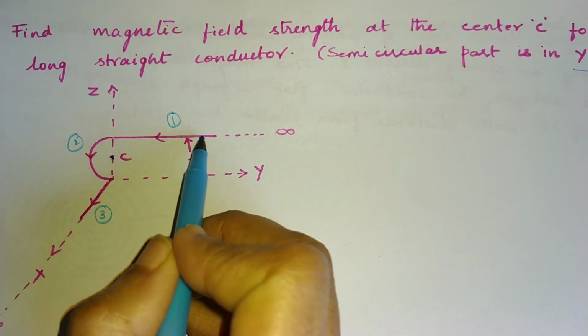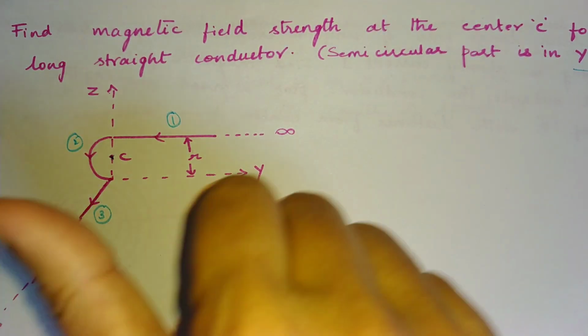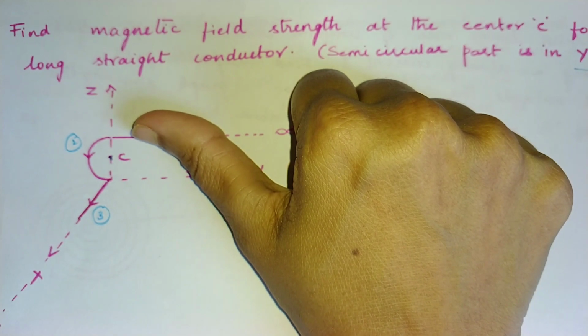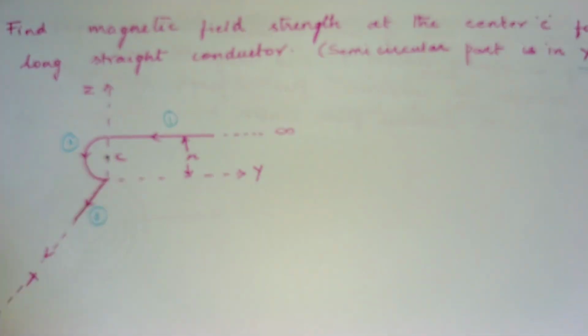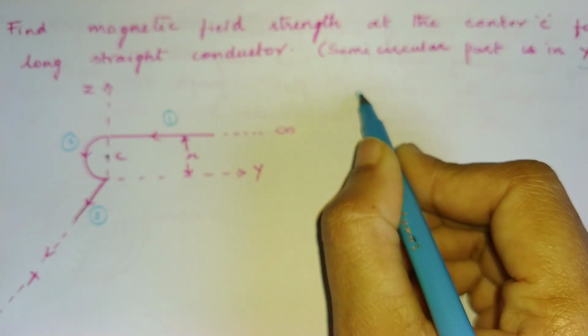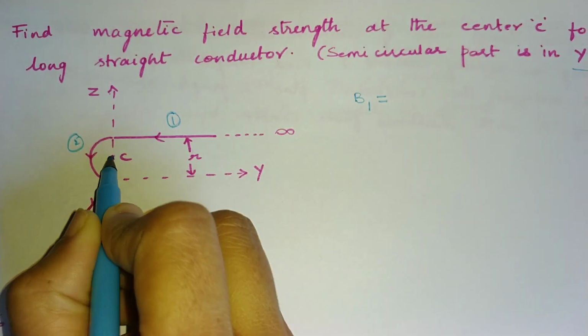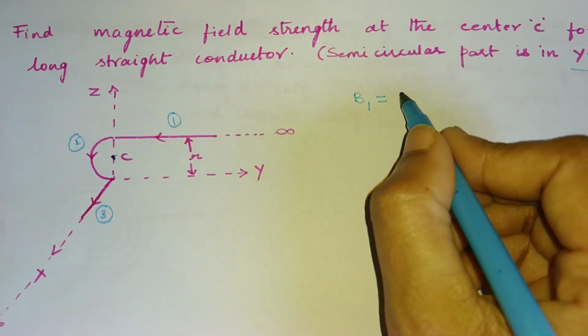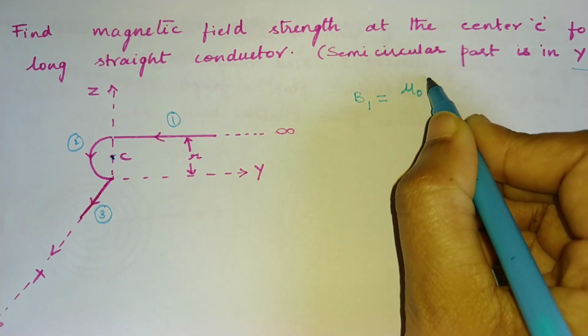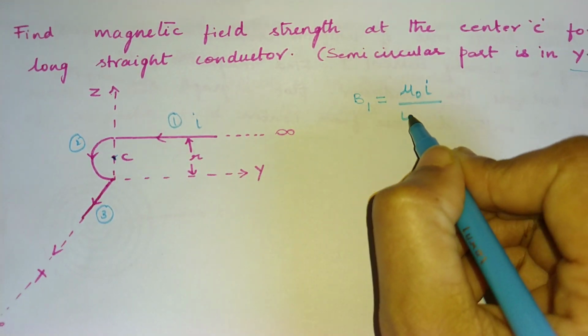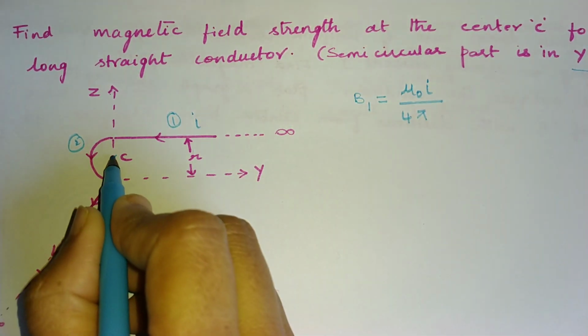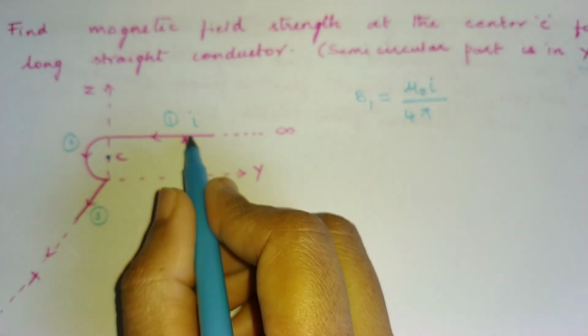First, due to the straight current carrying conductor, put your thumb in the direction of the current. Field is entering inward, coming outward from the point C. So B1. At one end of a semi-infinite wire, we know the magnetic field is mu naught I by 4 pi into the distance from C to the wire. It is R by 2.